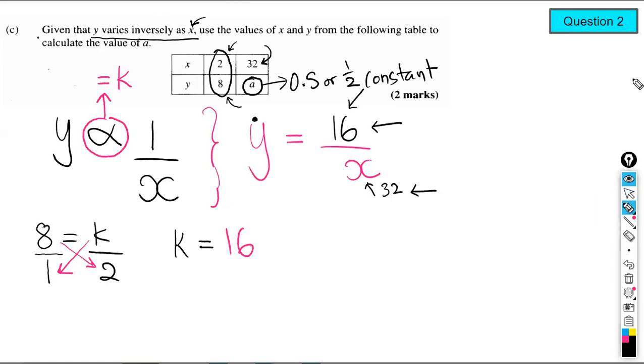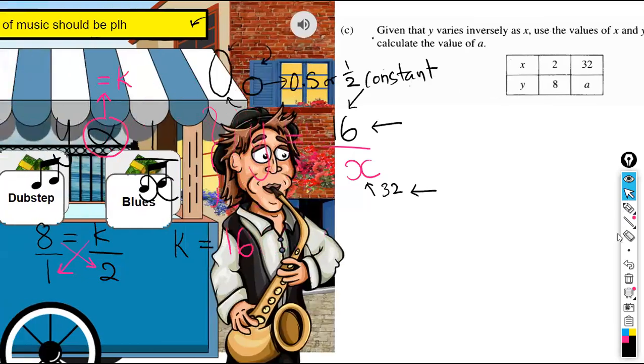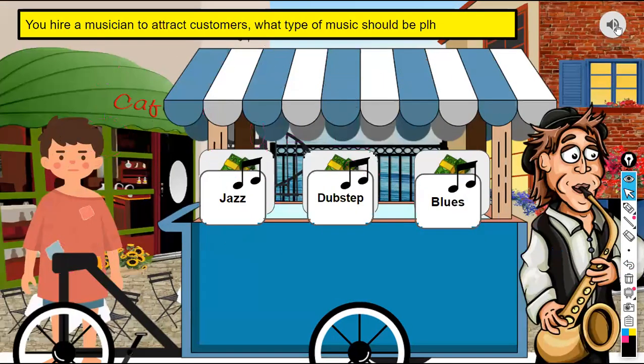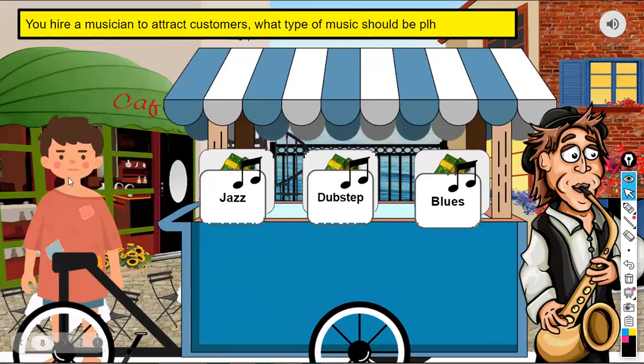All right, time to move on. Let's see what the next question holds for us. Or if it's a slide, a cutscene. I always like the cutscene. All right, we have a little cutscene here. So Assad has hired a musician to attract people to his store. What type of music should the person play? Which type of music is going to attract the most amount of people? Choose, guys: jazz, dubstep, or blues. Stick with your answer. You cannot change it. And get ready to update your score.